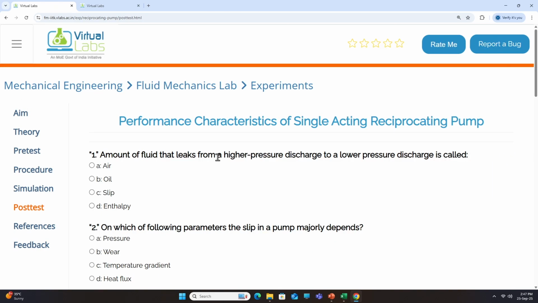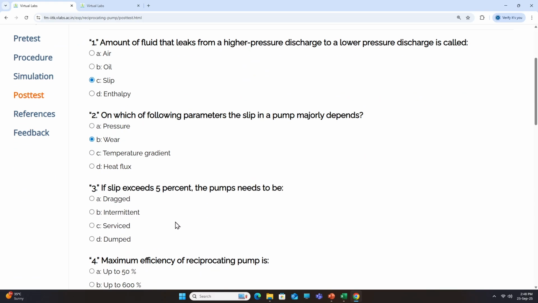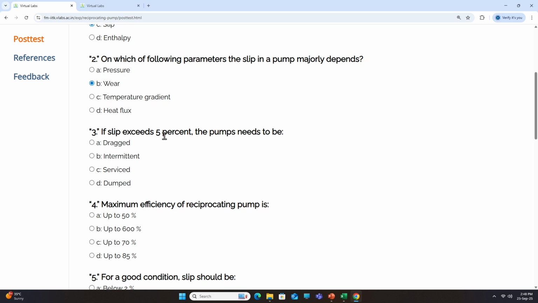Let me see the post test questions. The amount of fluid that leaks from a higher pressure discharge to a low pressure discharge is called slip, because it is from high pressure discharge to low pressure discharge. On which of the following parameters does the slip in a pump majorly depend? It majorly depends upon the wear in the pump. If slip exceeds 5%, the pump needs to be serviced.